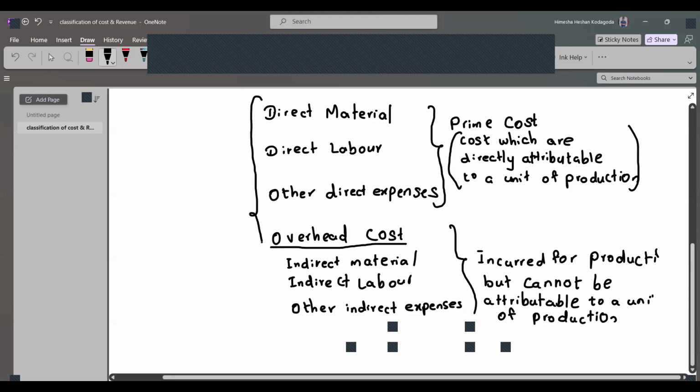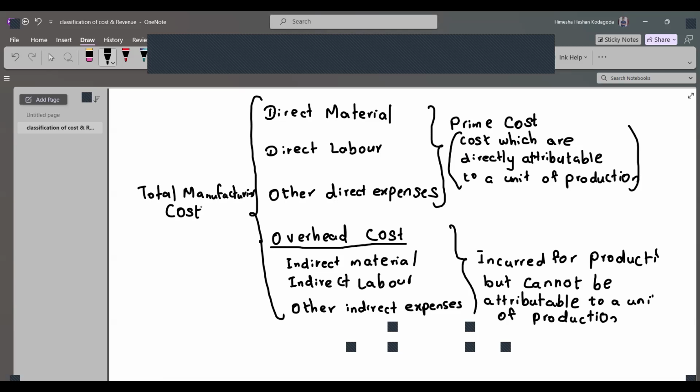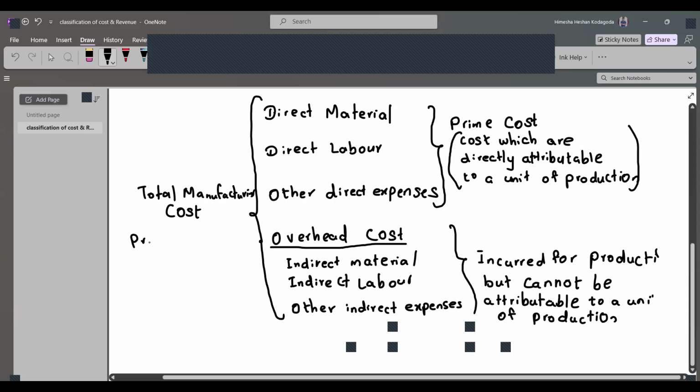So the total of these two we can calculate as what? This is the total manufacturing cost. Prime cost plus overhead cost. Right? So that is the term called total cost.